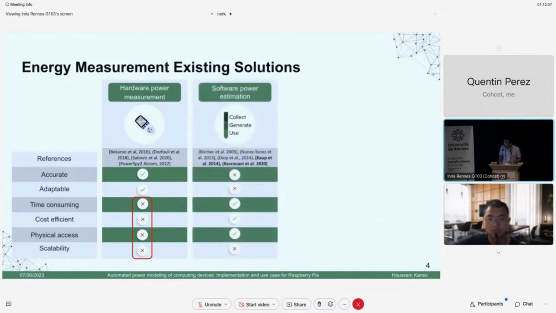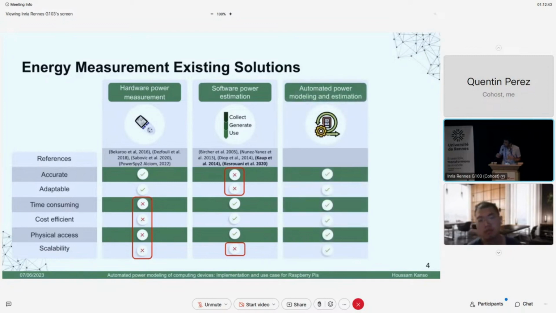The other solution is to use software power estimations. Software power estimations are less accurate than hardware ones. They are not adaptable. So if we create one for a specific device and then we want to apply it to another device, maybe it's not going to be accurate. It's less time consuming. It's not as costly as a hardware solution. We don't need physical access all the time to the devices. However, they also lack scalability.